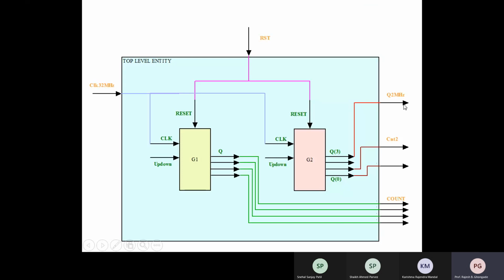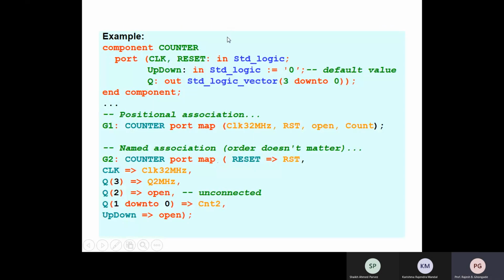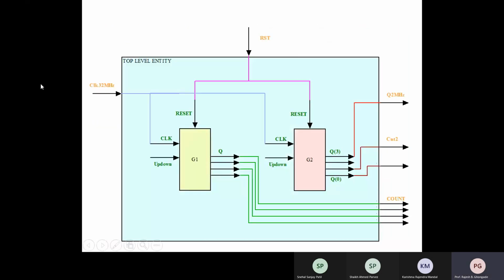That is the reason why I'm calling this 2 megahertz. It really doesn't matter. How it is done is this way. You can see that reset is common to both. Up down, we are not interested in, because up down we are already making 0. So it is always going to be an up counter. There is no need of providing any external input to up down here. We are always making sure that it is counting up.